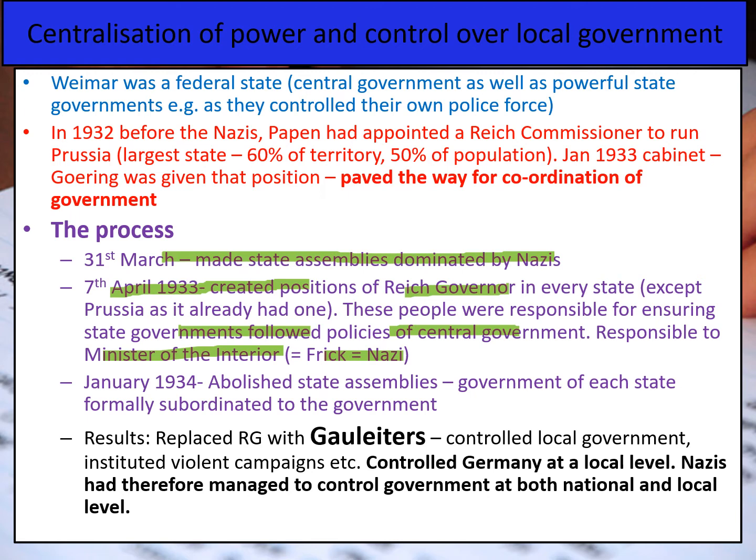In the end, the Nazis decided that they could push it further by the time we get to 1934. Obviously, by that point, they've banned all other political parties. They've done things like got the Enabling Act passed. They've made great headway in establishing dictatorship. So they're feeling much more confident by 1934. And they decide that what they're going to do is abolish these state assemblies that have been around since the founding of Weimar and even before that as well. So now the government of each state basically had to listen to the central government.